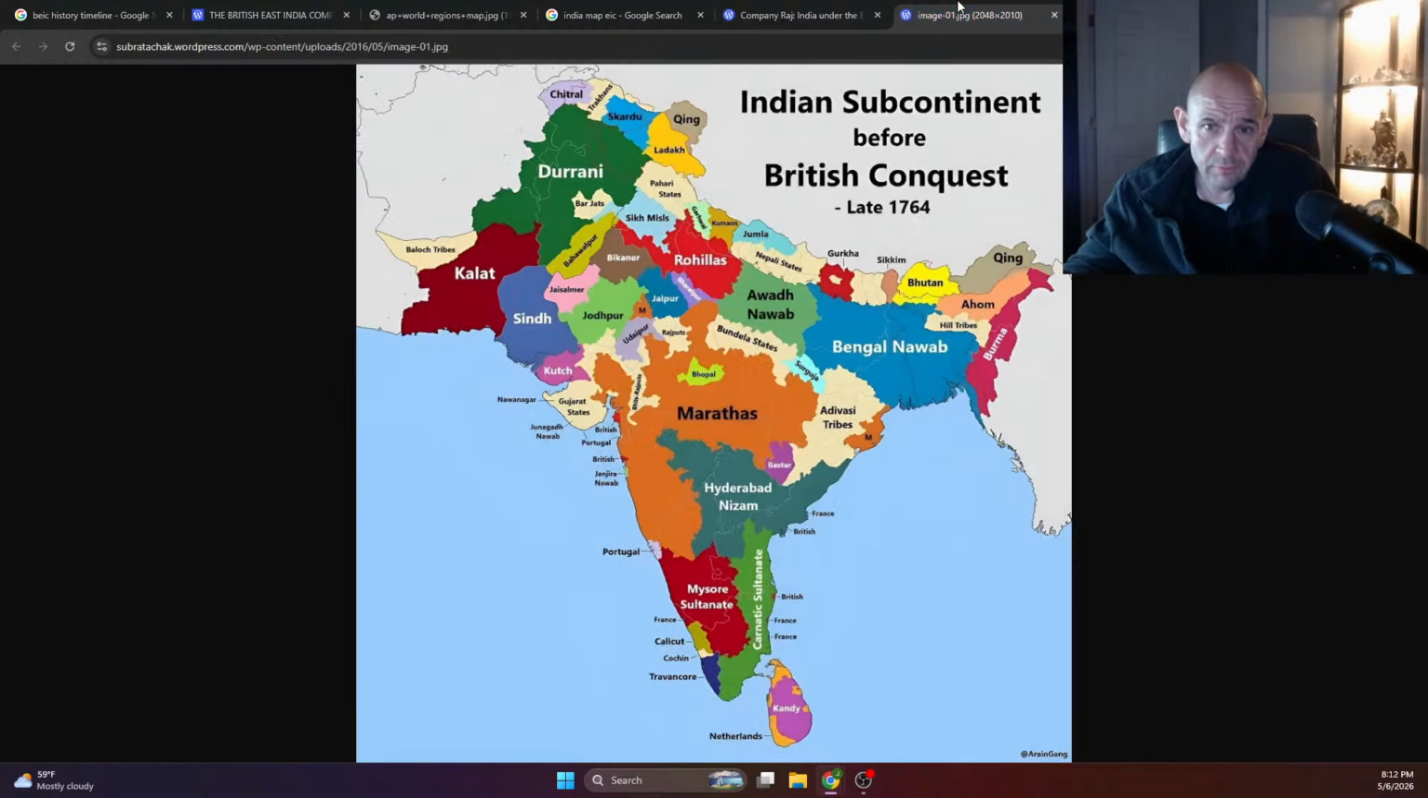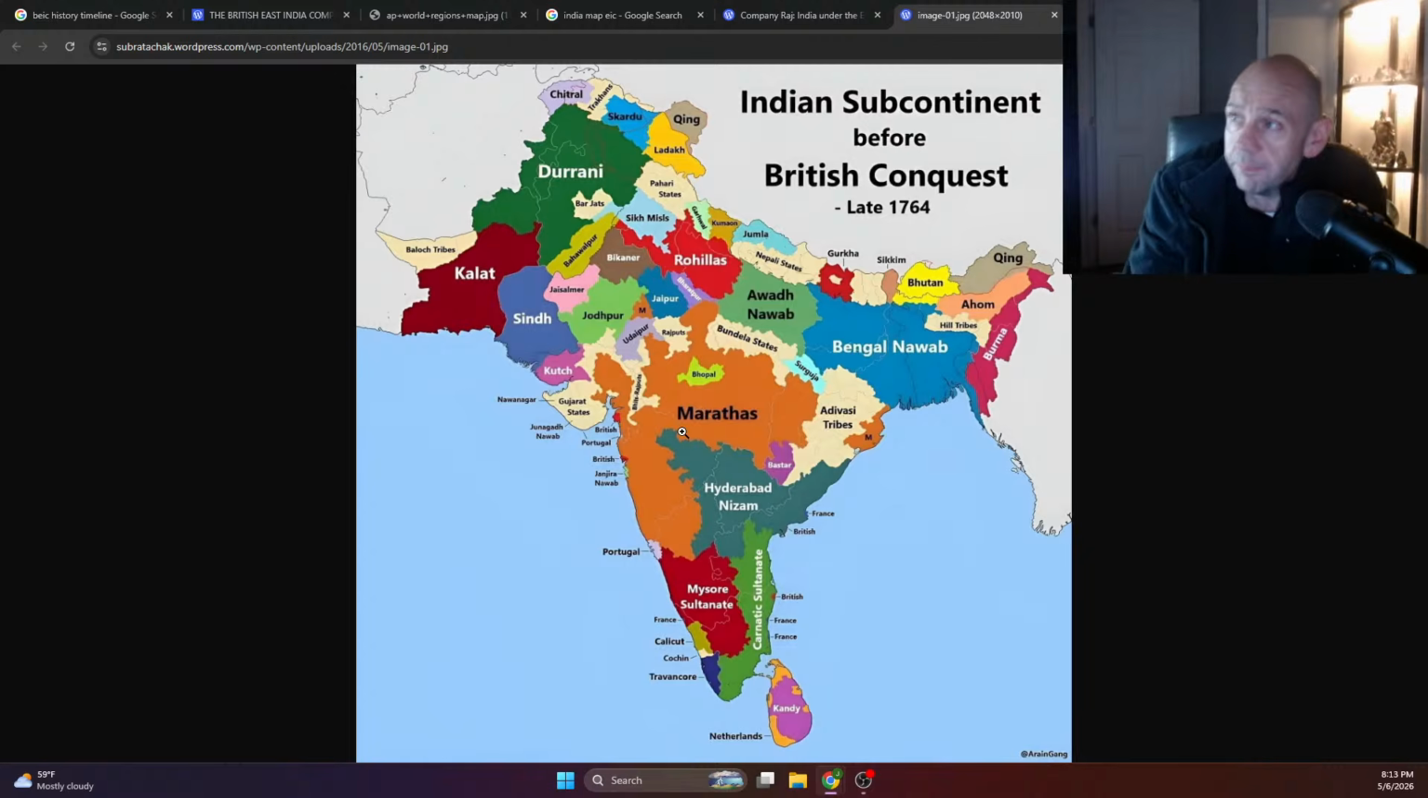So if you look here, this is late 1764, right? So here is the Nawab of Bengal. There you go. This is the situation. You have some spots over here where the Netherlands already has some territory. But this is India at the time before the British show up. So what are you looking at? You're looking at a place that is utterly and completely disorganized, disunified.